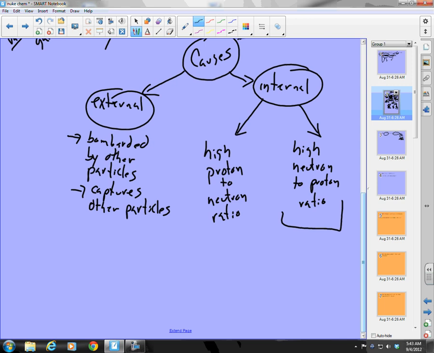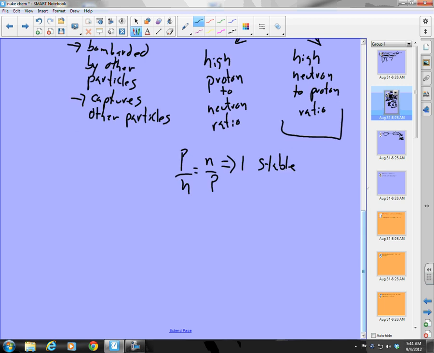What is a high proton to neutron ratio, or a high neutron to proton ratio? Well, that's really tough to say. Here's what I can tell you. Roughly, if you have a proton to neutron ratio or a neutron to proton ratio equal to or approaching 1, that is usually stable. If it is greater than 1, then we start having some instability. It's really tough to give you a specific answer, but here's what I can tell you.